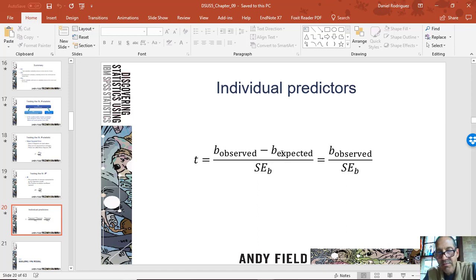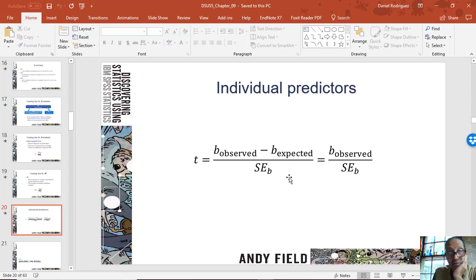Andy Field talked a lot about null hypothesis testing. So this is a null hypothesis significance testing issue, because in the null hypothesis our expected value of B is 0. So we're assuming that our predictor variable has no effect. So we want to test whether it has an effect beyond what would be expected. Right? We're expecting there to be no effect. So we have the observed minus the expected divided by the standard error of beta.